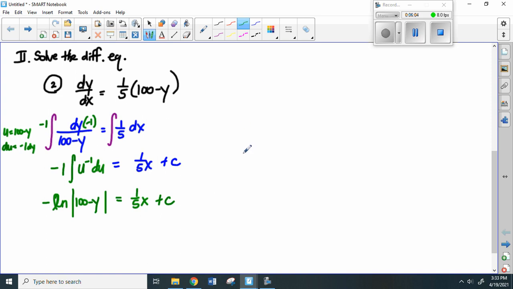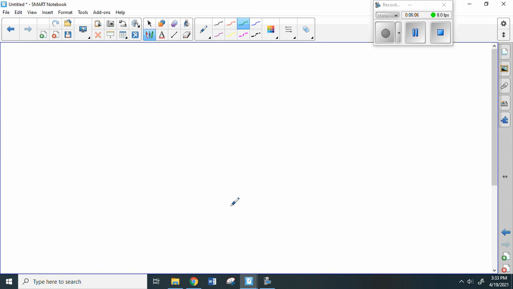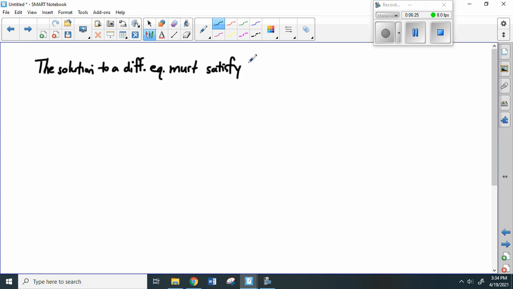Now a couple of things to keep in mind with differential equations is that the solution to a differential equation must satisfy the differential equation. Let me show you what I mean by that. I'm just going to give you an example.